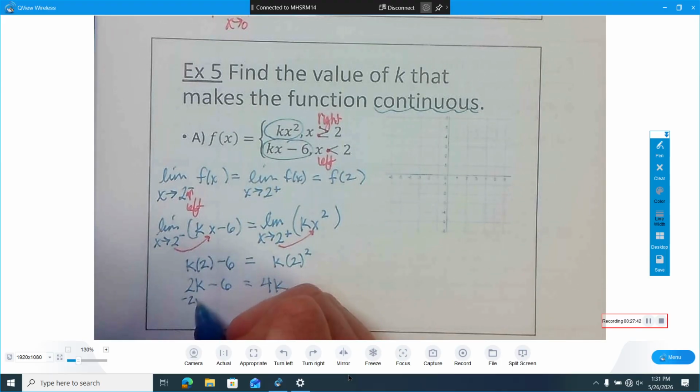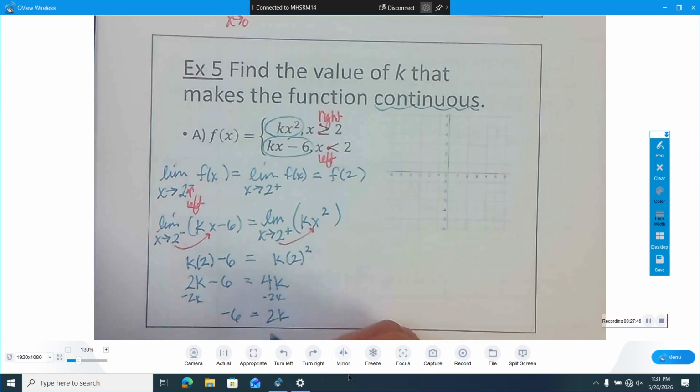Good. We can subtract 2k from both sides. We get 2k equals negative 6, which means k equals negative 3.